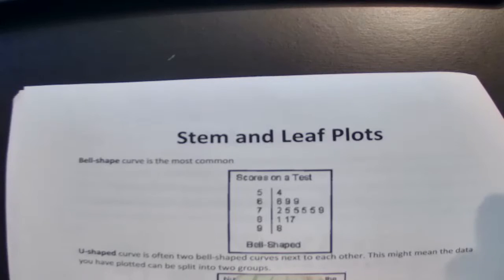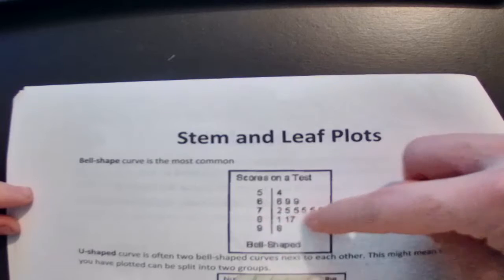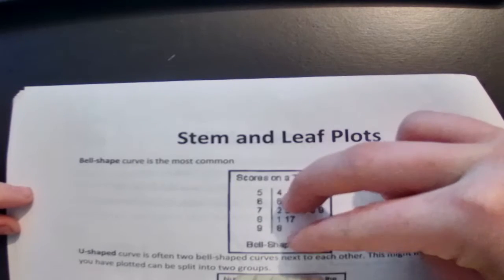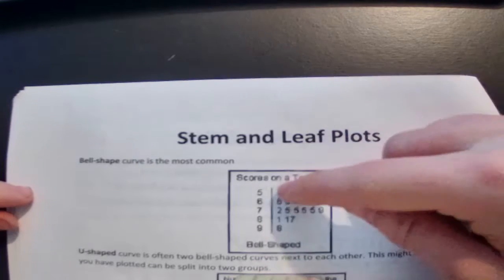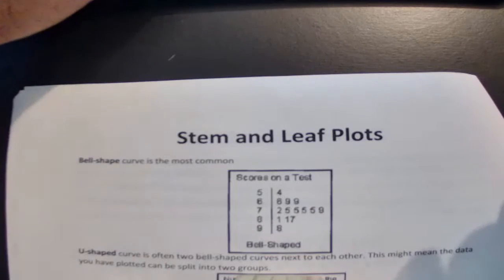So for stem and leaf plots, the first type we might see is a bell-shaped curve, and this is going to be the most common. So you'll have a section that will be bigger in the middle, and it's roughly the same on each side of it. So this is giving us our bell-shaped curve.